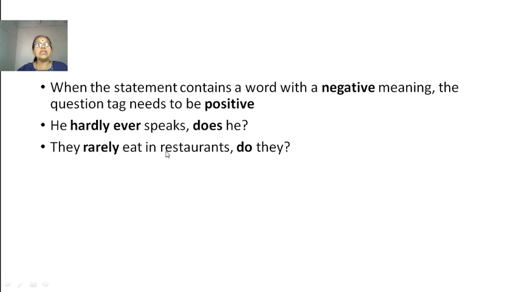They rarely eat in restaurants. In hotels, they never eat. Sometimes, very rarely they eat. That means it is again an example for a negative sentence. So, at that time, you have to use a positive tag because the sentence senses negative meaning. Understood?